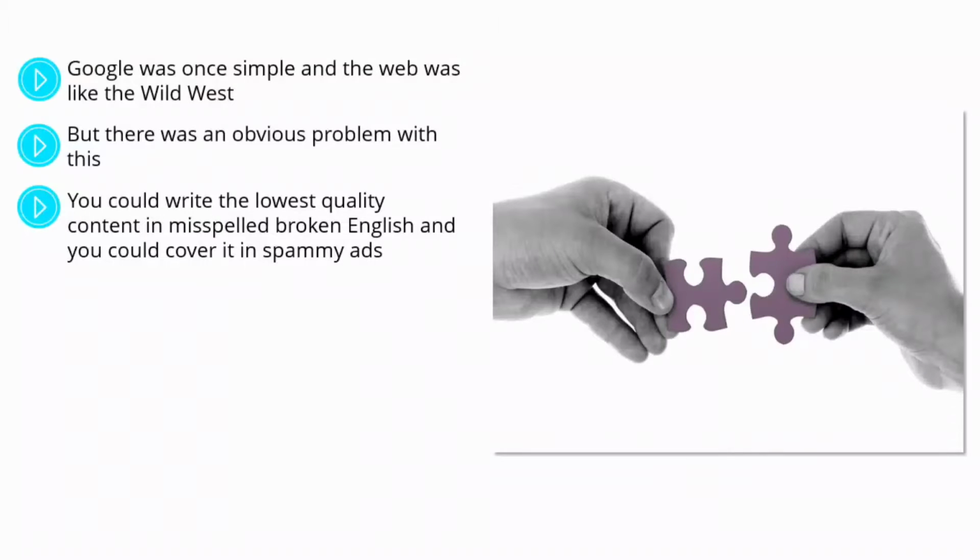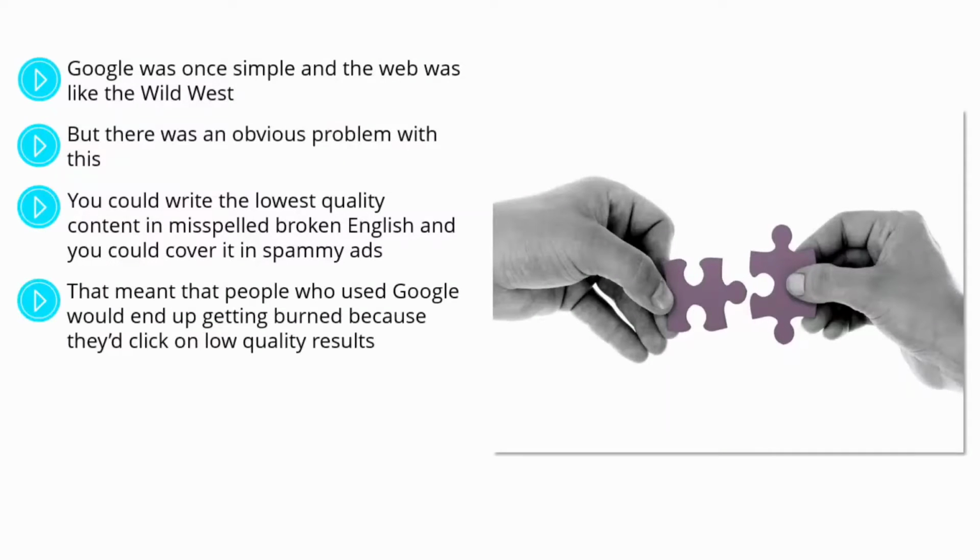But as long as you had lots of keywords and lots of links, you'd still come out on top in the results. That meant that people who used Google would end up getting burned because they'd click on low-quality results. And if that carried on, Google would risk losing customers. If every time you searched Google, you found websites that were trying to steal your credit card information, you would probably eventually stop trusting Google.